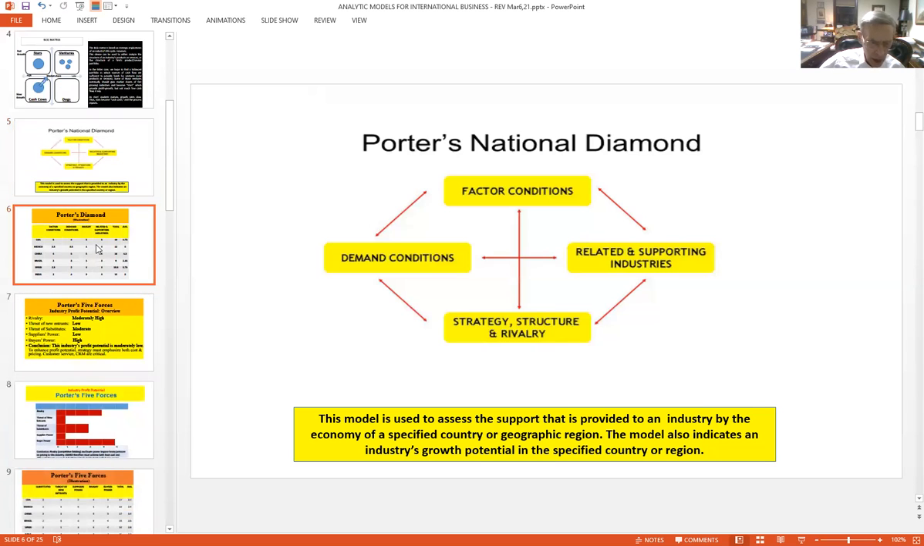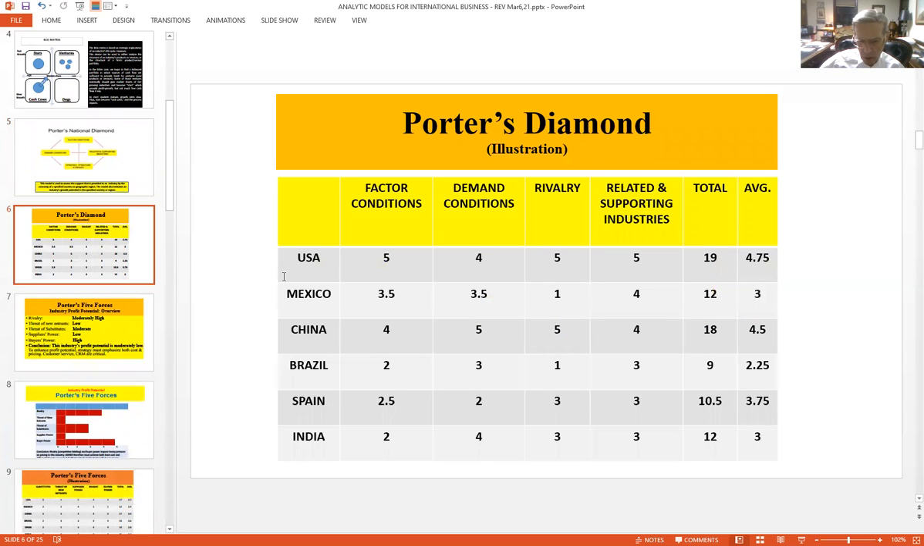Anyway, you can score various countries, as you see here, based upon Porter's diamond. And if you try this, the higher the score, the more a country is inclined to support that industry with its economy. And so in this hypothetical example here, you can see that the US came out pretty well.